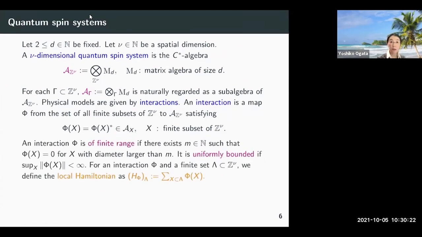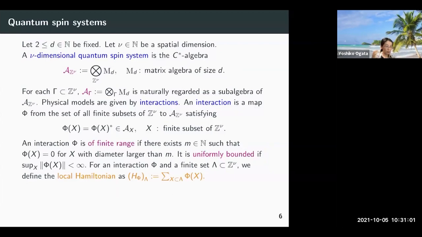And out of this interaction, we would like to construct some dynamics, and that's not free to do so. We need to require some physically reasonable locality condition for us to define the dynamics out of the interaction. So we require some additional condition. For example, we require a finite range, uniformly bounded interaction in this sense.